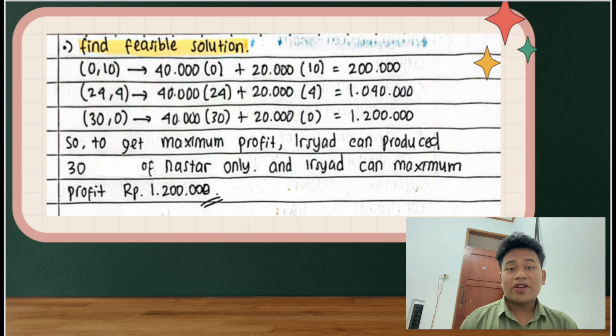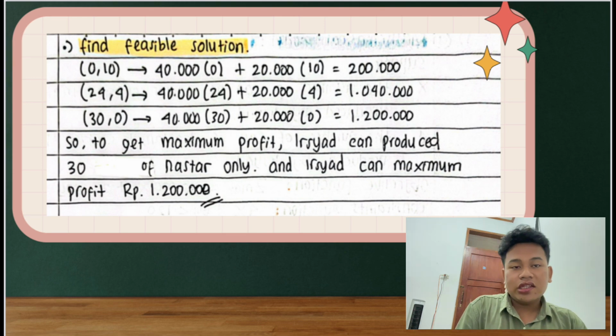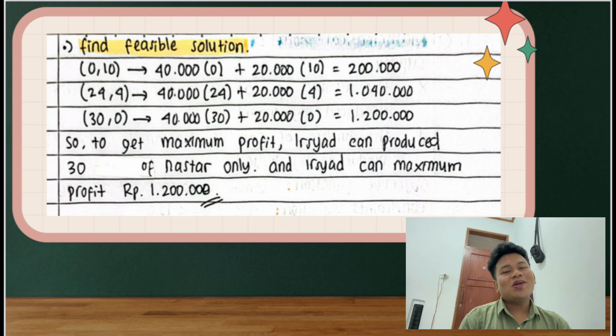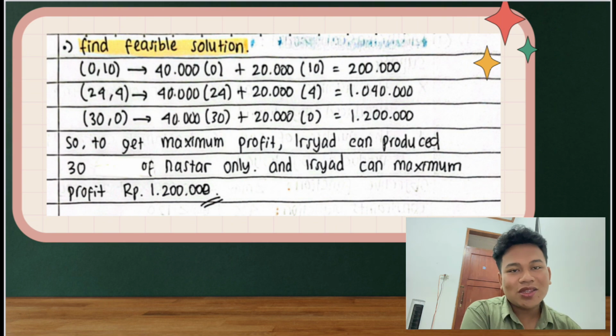And then for (24, 4) we substitute: 40,000 times 24 plus 20,000 times 4 is equal to 1,040,000. And then for (30, 0): 40,000 times 30 plus 20,000 times 0 is equal to 1,200,000. So to get maximum profit, Irshad can produce 30 of Nastar only, and Irshad's maximum profit is 1,200,000.